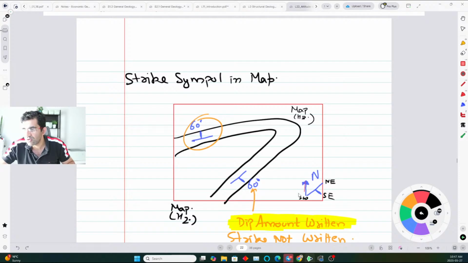Let me draw the north arrow in a different color here. So you can simply compare with the north arrow and get the strike direction, dip direction, because strike is also measured in a horizontal plane. A map is already horizontal. You can just measure the angle. But for dip amount, you cannot measure the angle, because dip has to be measured in a vertical plane. Is this clear, everyone?